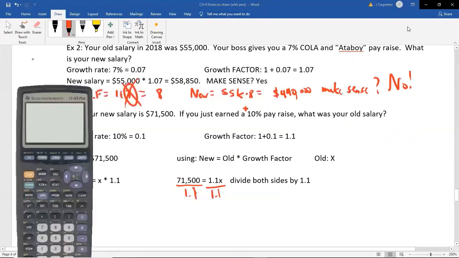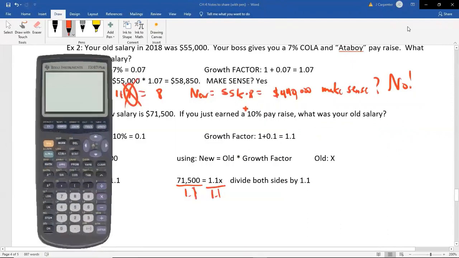What's going on? Why is my mouse acting so funny? There we go. I had my pen wrong.